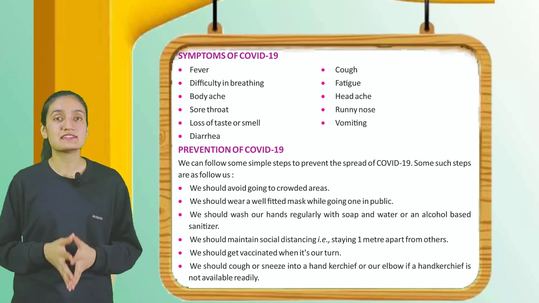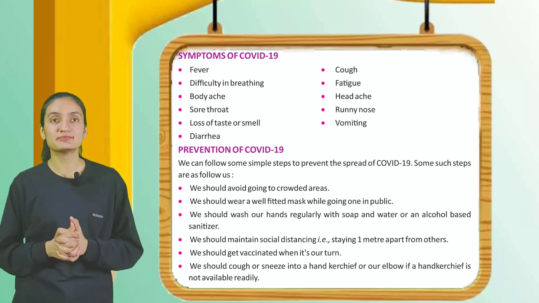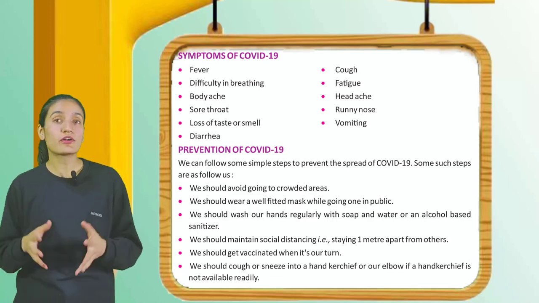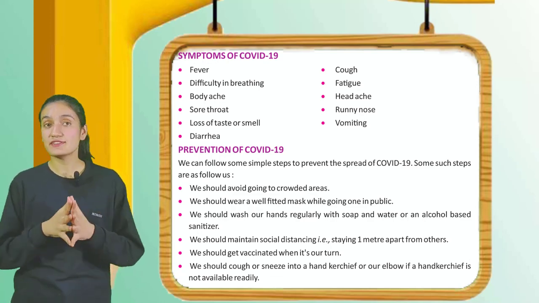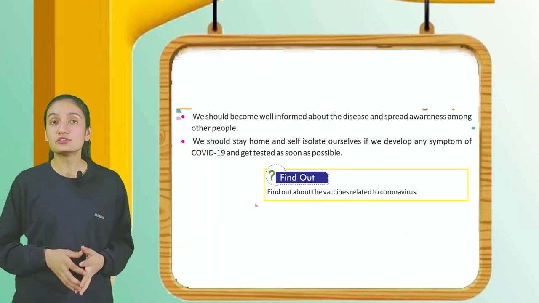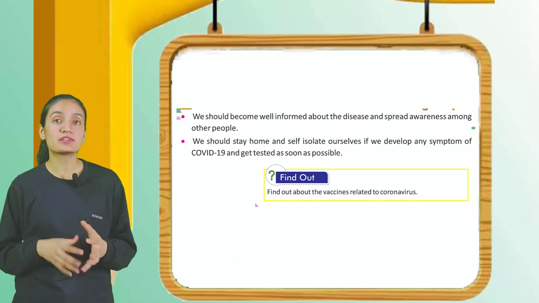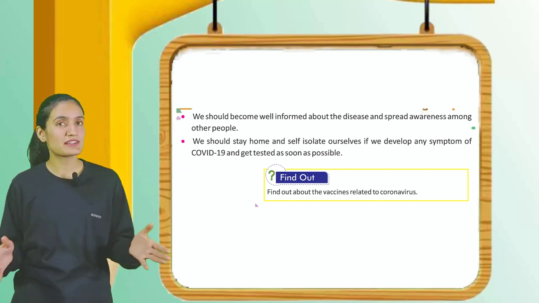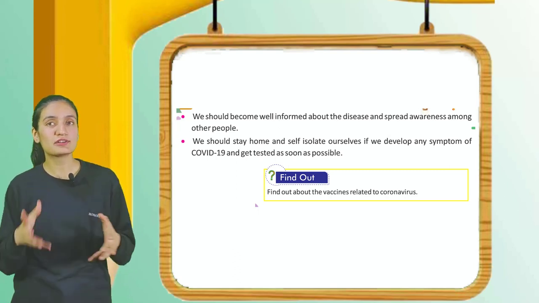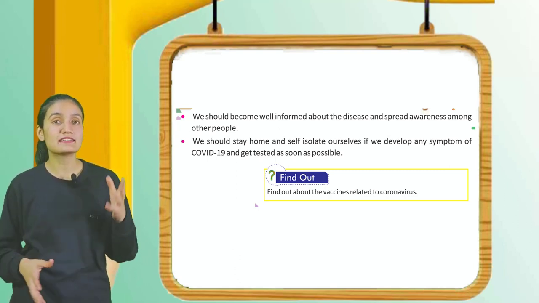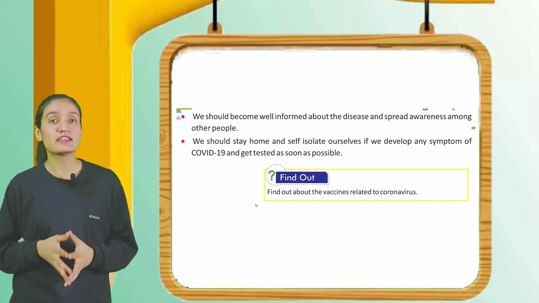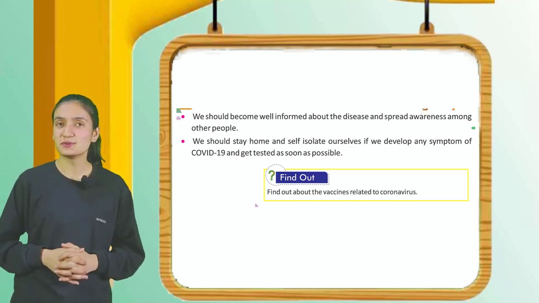We should get vaccinated when it is our turn. We should cough or sneeze into a handkerchief or our elbow if a handkerchief is not readily available. We should become well informed about the disease and spread awareness among other people. We should stay home and self-isolate if we develop any symptom of COVID-19 and get tested as soon as possible. Now kids, also find out about the vaccines related to coronavirus.